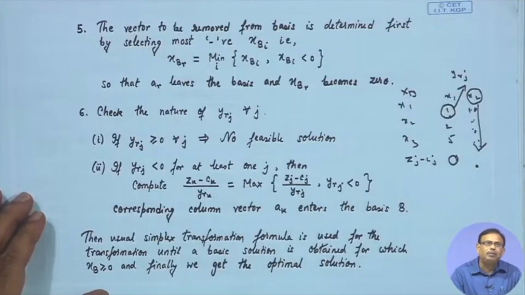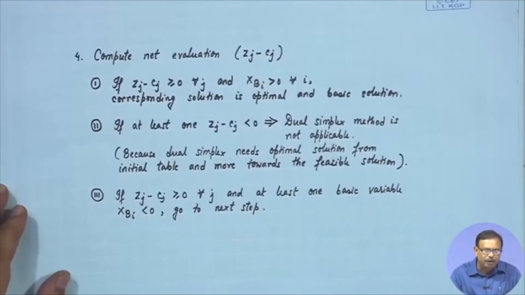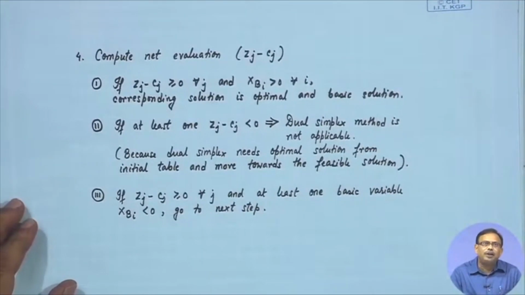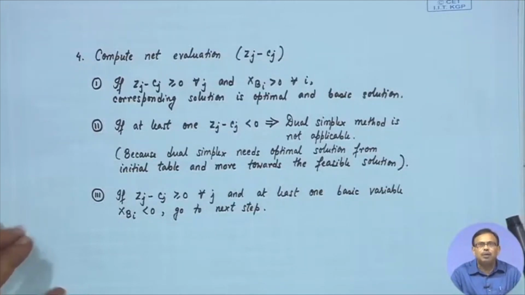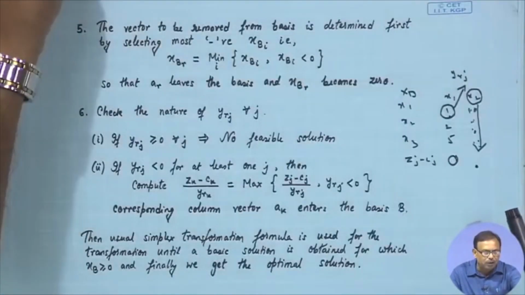So, I am repeating the process once more. In this case, you first compute the value of z j minus c j. If z j minus c j is greater than or equal to 0 and x b i is greater than 0, then the solution is optimal. If at least one z j minus c j is less than 0, then I cannot apply the dual simplex method, because the basic criterion is not satisfied. And if z j minus c j is greater than or equal to 0, but at least one basic variable x b i is less than 0, in that case what do you do?